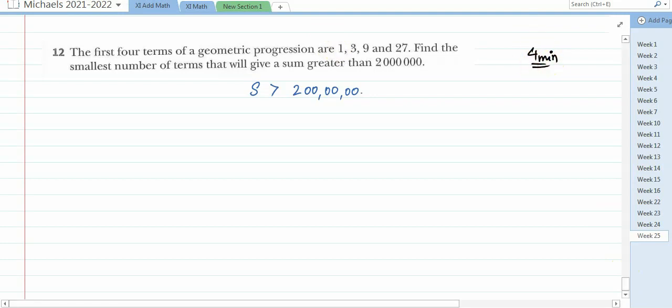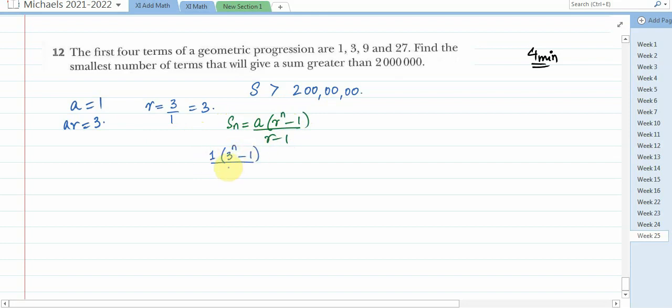Alright, the first term you have is 1, and the second term is 3. So you can say that AR is 3. You can find out the value of R, that will be 3 divided by 1, so it's 3. You have the ratio and you have the first term. Now the working formula will be Sn equals A times (R to the power n minus 1) divided by R minus 1. We are looking for the n value, right? A is what? A is 1. R is what? 3 to the power n minus 1, divided by 3 minus 1, it's 2, greater than 2,123,456.